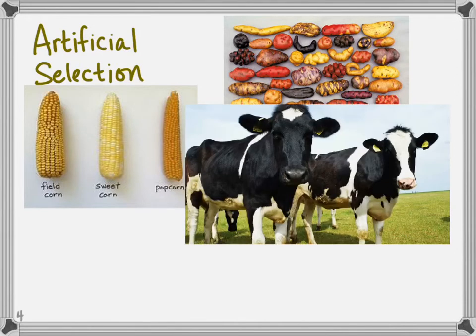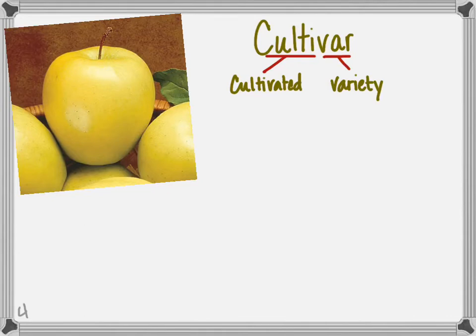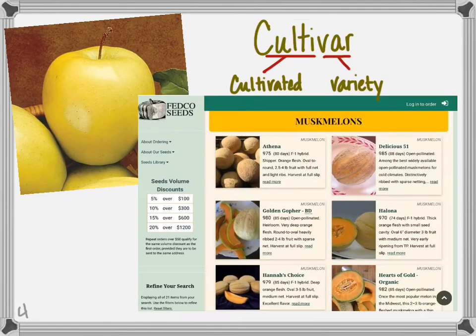It's what dairy farmers do when they choose the best milk producer to be bred for the next generation of their herd. Or what dog breeders do when they select the best puppies out of the litter to breed. When we discuss a plant variety that's been created through selective breeding by humans, we call it a cultivar, short for cultivated variety. Think of Golden Delicious apples, or all the varieties in a seed catalog. Yum.